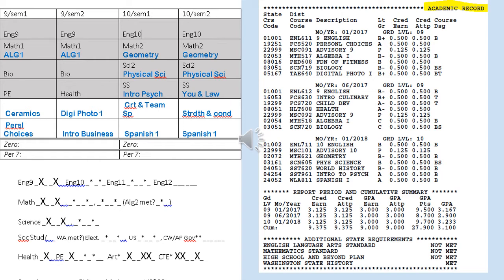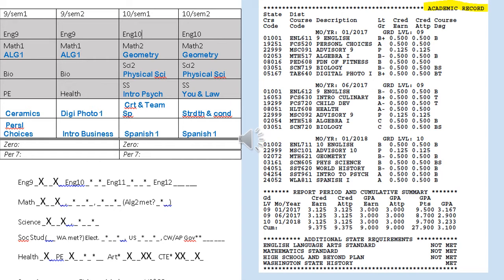If I have 2 semesters of English 9 done, then I'm going to X off 2 semesters of English 9. If I have a year of Algebra 1, then I'm going to X off 2 of those lines for 2 semesters of math. And then if I have a year of biology done, I X off 2 semesters of science. If I have Washington State history met, then I'm going to check off Washington met for social studies. And then health and PE, everyone's done a semester of each of those. I'm going to check off a semester of PE and my health requirement. If I did a couple art classes, I'm going to check those off, and if I did a couple CTEs, then those will also be checked off.